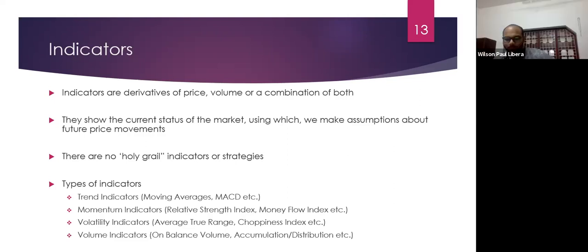And then we have momentum indicators. That shows you the momentum in the market, the strength with which the market is moving into a particular area or particular side. Then we have volatility indicators. Volatility means the speed and ferociousness of the movements to both sides of the market.